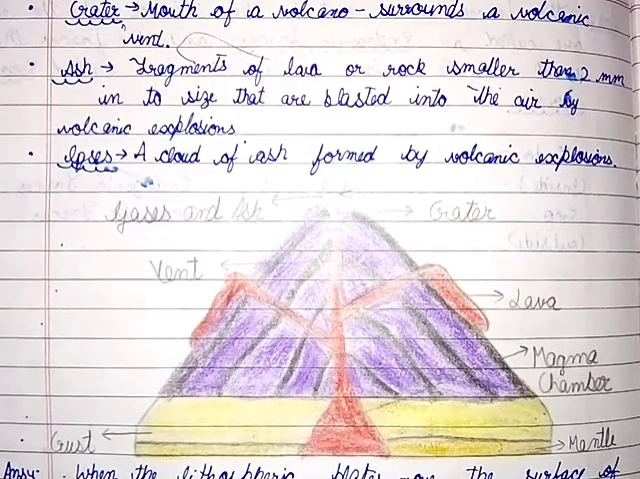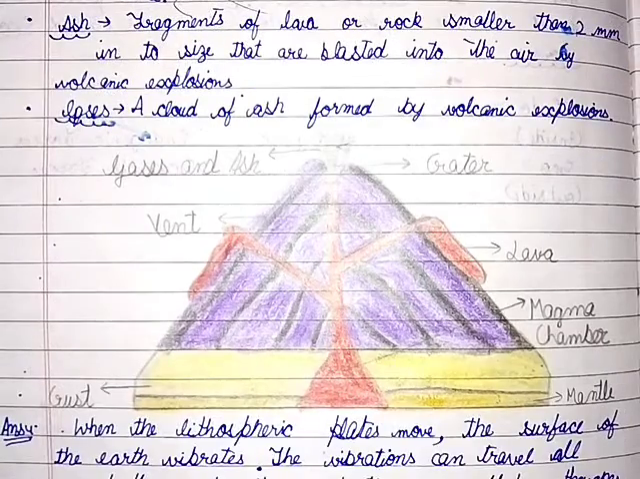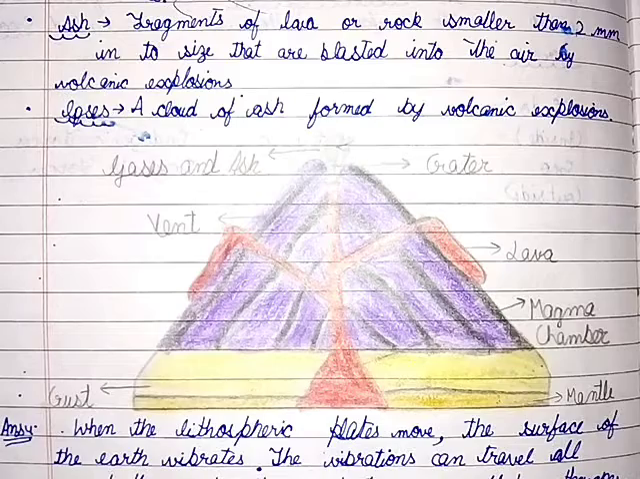Crater: the mouth of a volcano that surrounds a volcanic vent. Ash: fragments of lava or rock smaller than 2 mm in size that are blasted into the air by volcanic explosions. Gases: a cloud of ash formed by volcanic explosions.